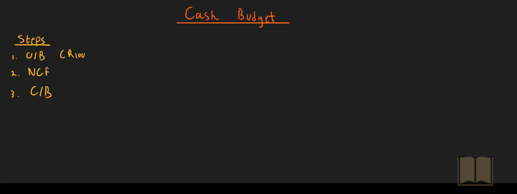Now let's say you started off with 100 Rand, positive figure. Your cash outflows exceeded your cash inflows by 20 Rand, so you've got a negative 20 Rand net cash flow. 100 Rand minus 20 Rand gives you 80 Rand at the end of the period. Now let's have a look at an example.